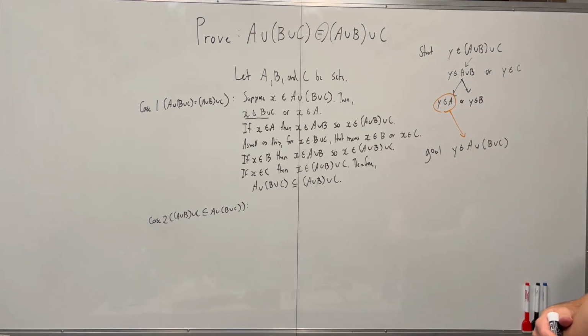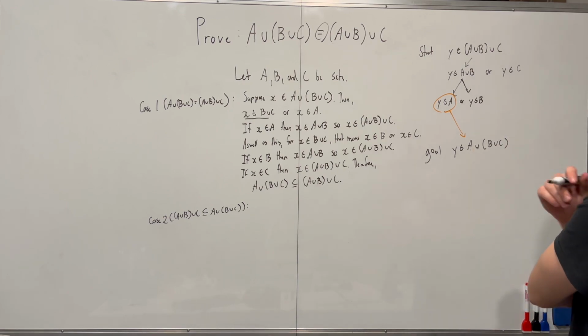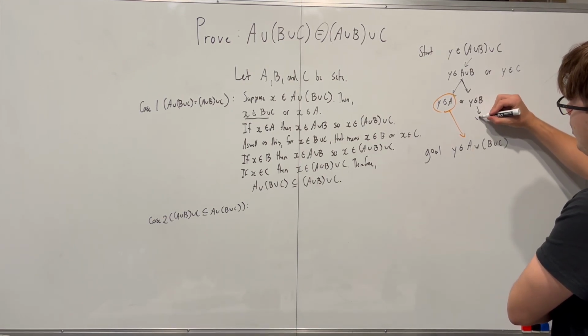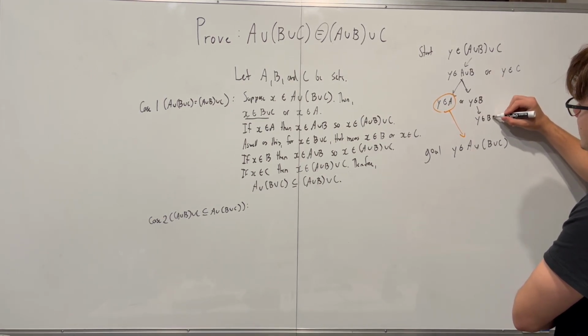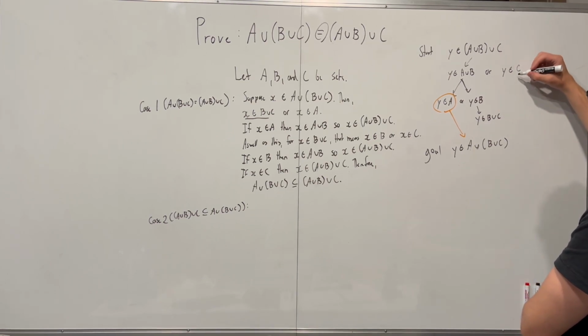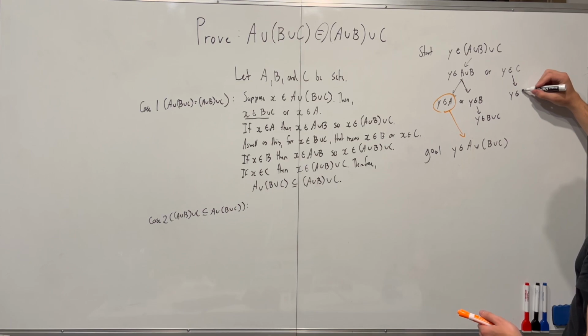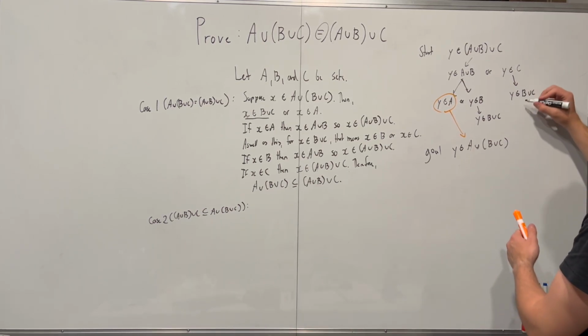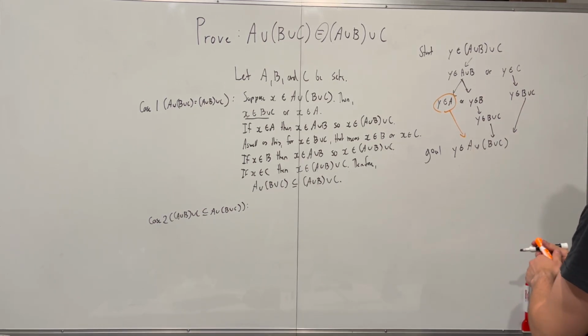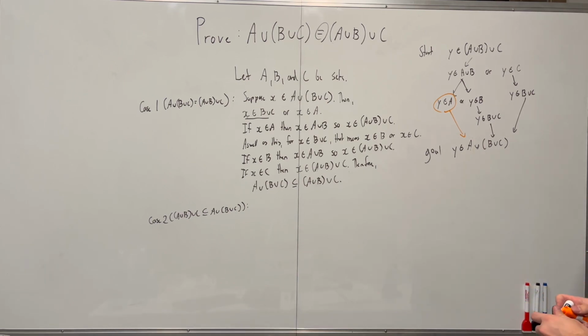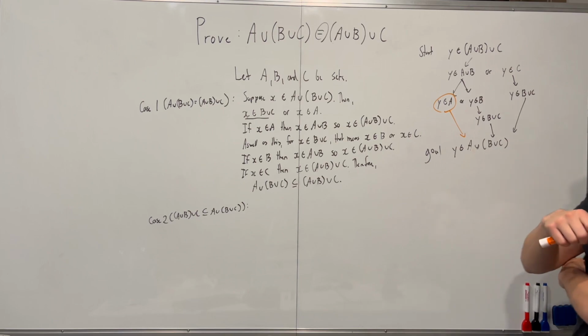Okay, now we want to say, what if y is in B? Well, if y is in B, we can say that y would definitely be in the set B union C. And similarly for C, if y is in C, then y is definitely going to be in the set B union C. And both of these are going to lead us to the other side of the goal we want to get to. Okay, so this is going to be our sketch. Now let's try and put this into words.